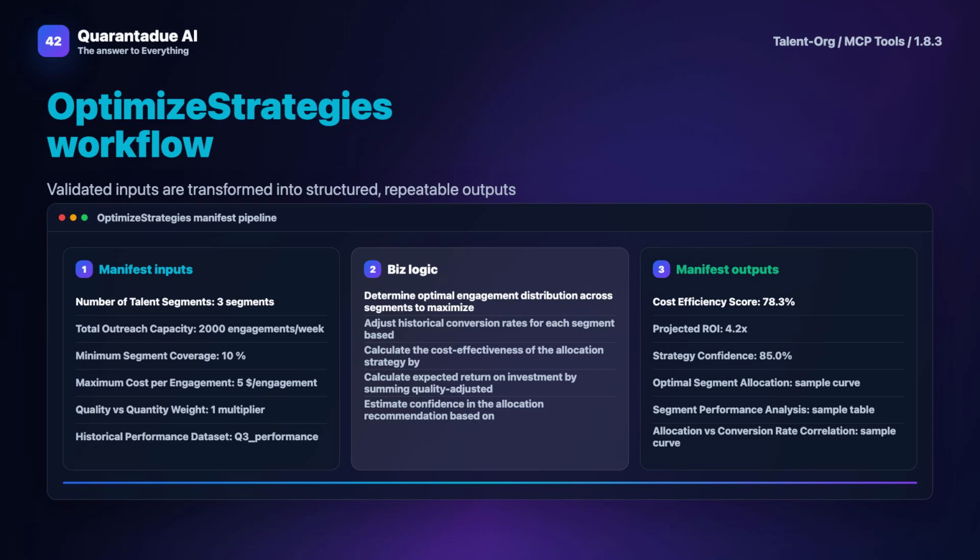Calculate the cost-effectiveness of the allocation strategy by comparing predicted conversions to total outreach costs adjusted by budget constraint. Calculate expected return on investment by summing quality-adjusted conversions across segments divided by total outreach costs, and estimate confidence in the allocation recommendation based on consistency of historical data, margin above minimum coverage, and budget utilization.